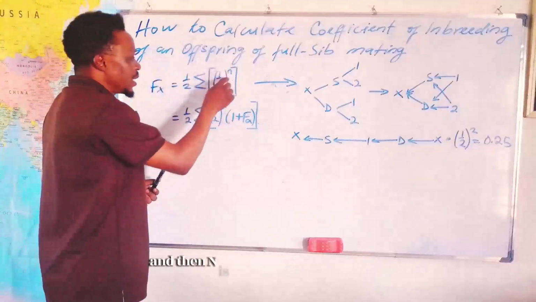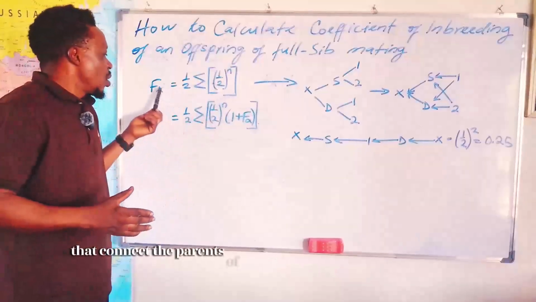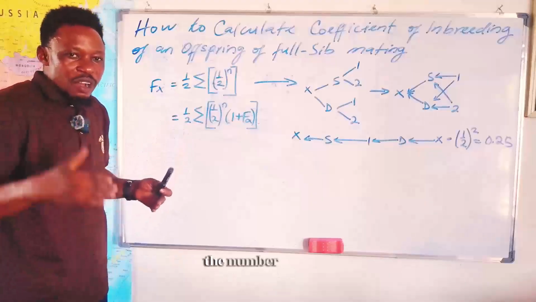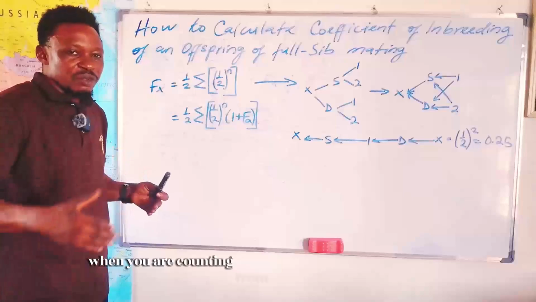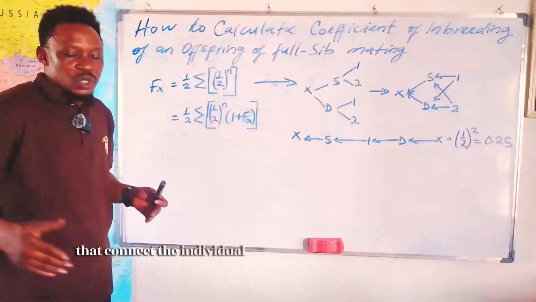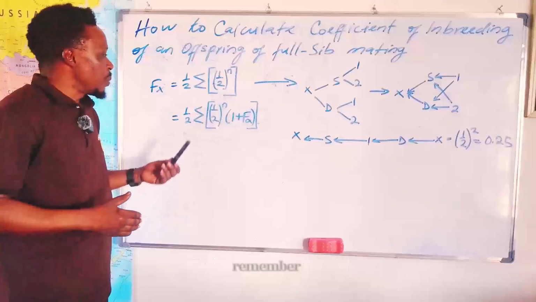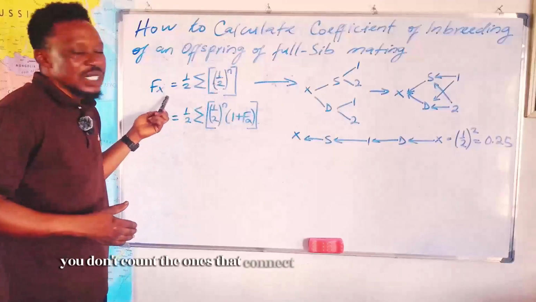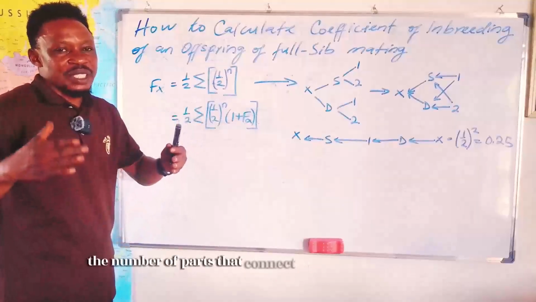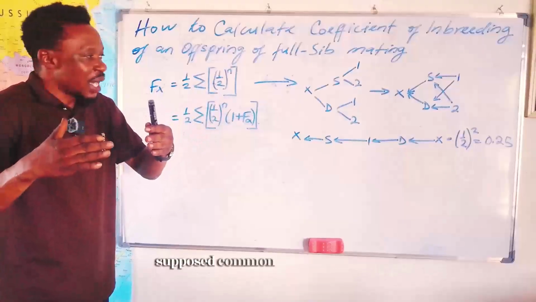And then n is just the number of paths that connect the parents of that individual through a common ancestor. The number of paths when you are counting from one parent of the individual, through a common ancestor, and back to the individual. Remember, you don't count the ones that connect the individual to the parents, just the number of paths that connect his or its parents to that supposed common ancestor.